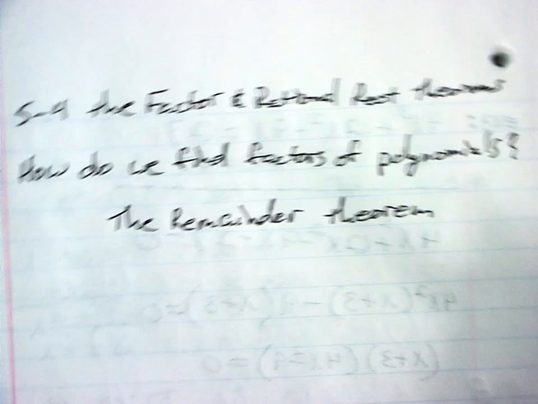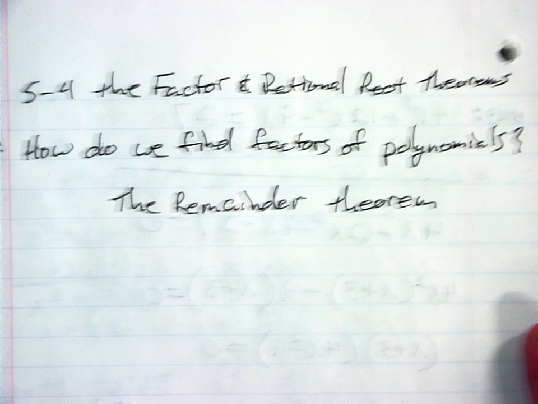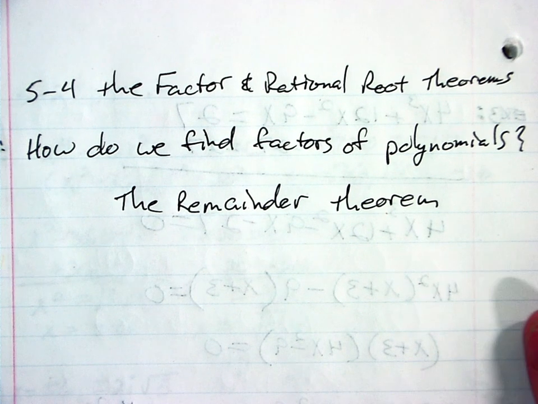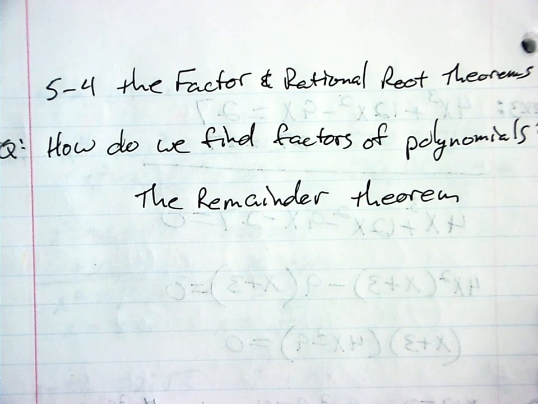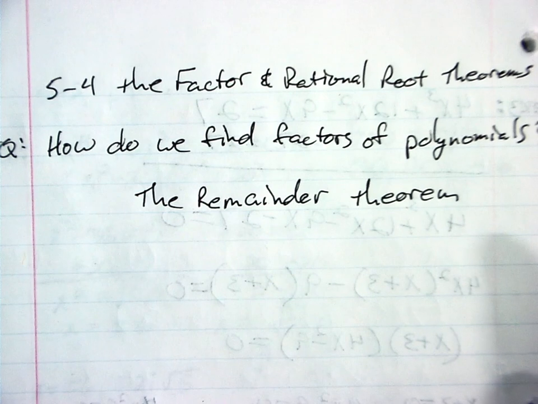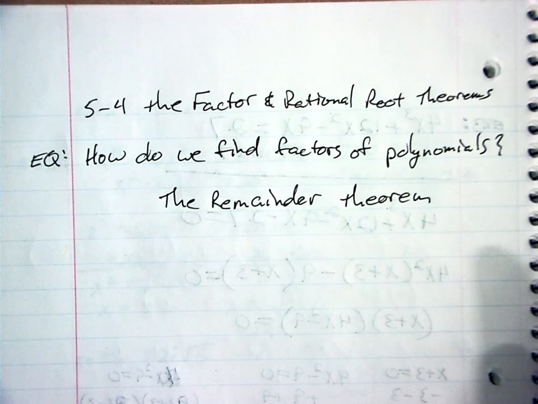All right, 5-4, the factor and rational root theorem. We did skip 5-3, proving identities. How do we find factors of polynomials? One way to do it is by the remainder theorem.